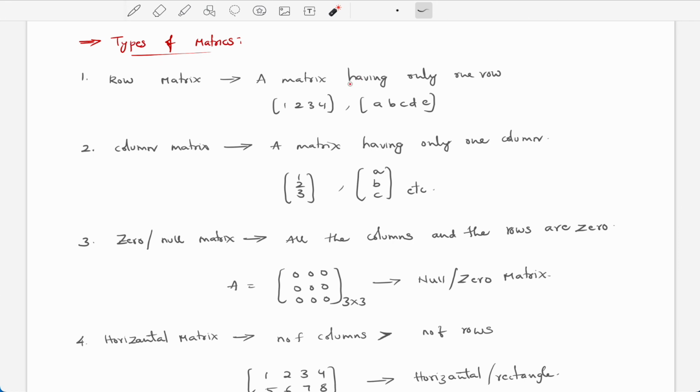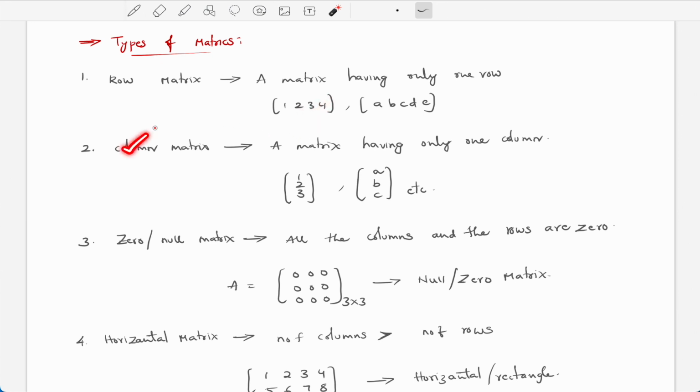If a matrix is having only one row, then we simply call it a row matrix. For example, we have 1 2 3 4, and then we have a b c d e f g and many more. We can have any kind of stuff, and this is called a row matrix. The rows are in a horizontal direction.